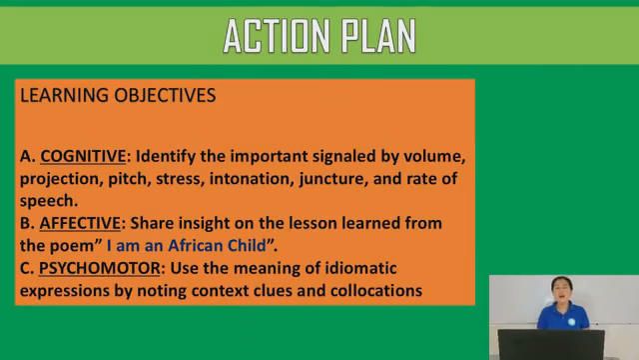Then we have the learning objectives. Our learning objectives, the three domains. The cognitive, identify the important signal by volume, projection, pitch, stress, intonation, juncture, and rate of speech. And affective, share insight on the lesson learned from the poem I Am an African Child. And in the psychomotor, use the meaning of idiomatic expressions by noting context clues and collocation.